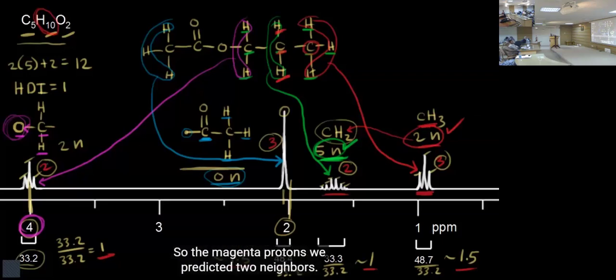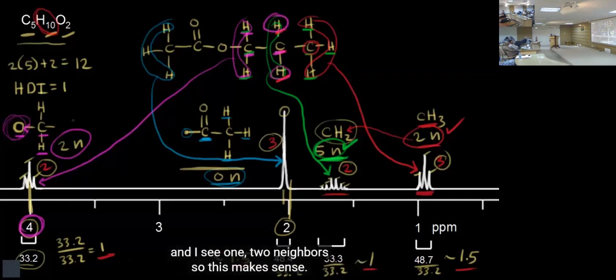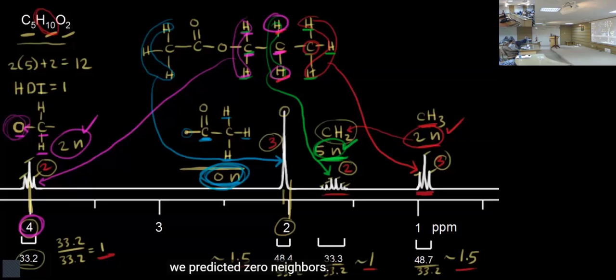All right, let's look at the magenta protons, right? So the magenta protons, we predicted 2 neighbors. So the magenta protons are on this carbon. We go to the carbon next door, and I see 1, 2 neighbors. So this makes sense. And then finally, the blue protons over here, we predicted 0 neighbors. So we go to the carbon that's next door to this carbon, and there are no protons on this carbon, right? So 0 neighbors, and that's why we got our singlet over here. So this makes sense, right? The chemical shifts make sense, the splitting makes sense, everything seems to make sense for this ester.